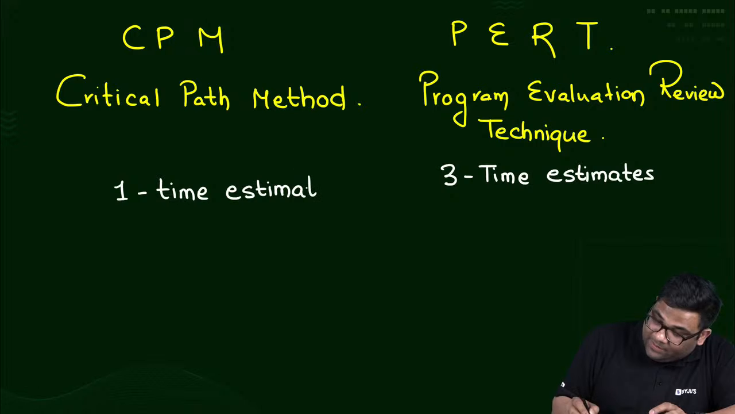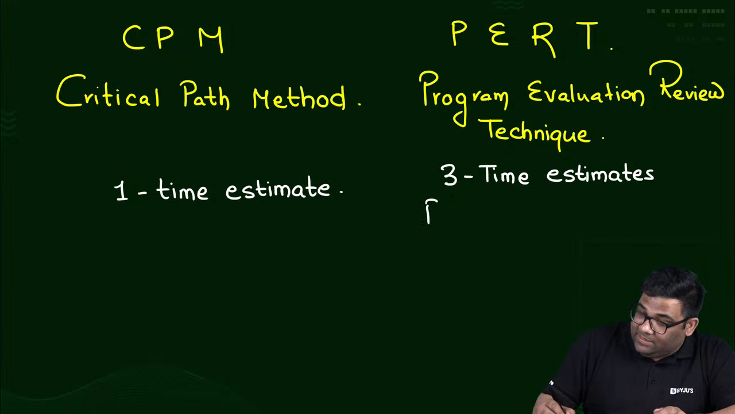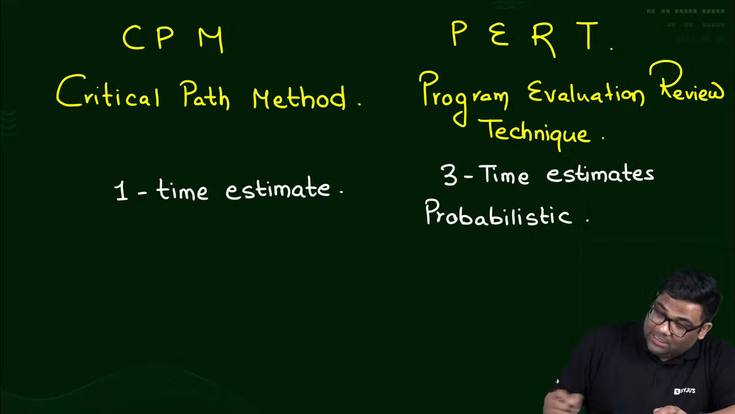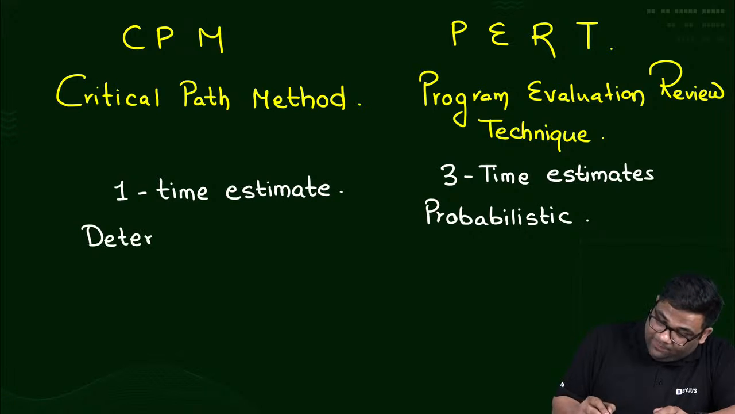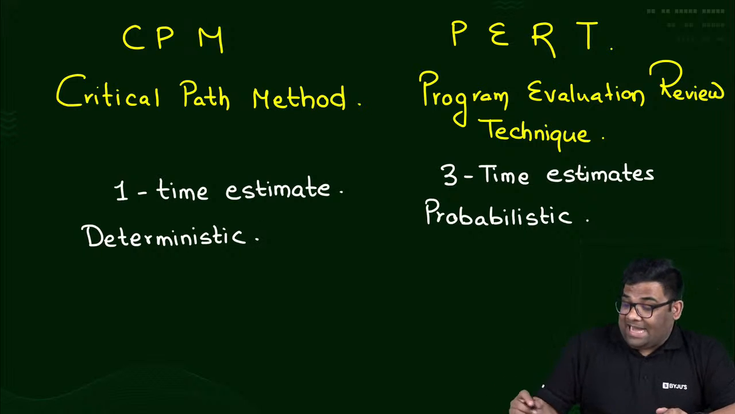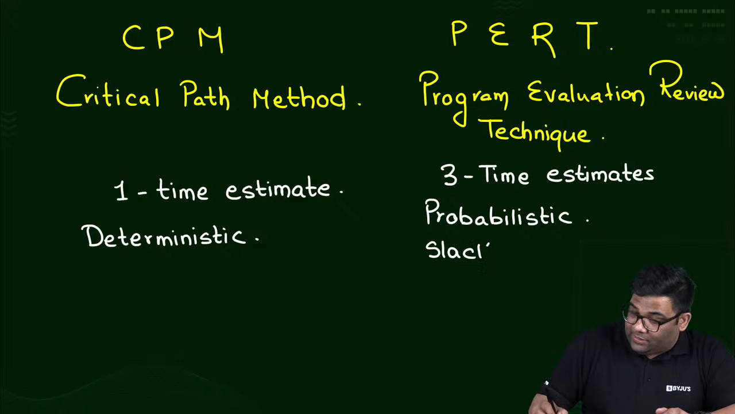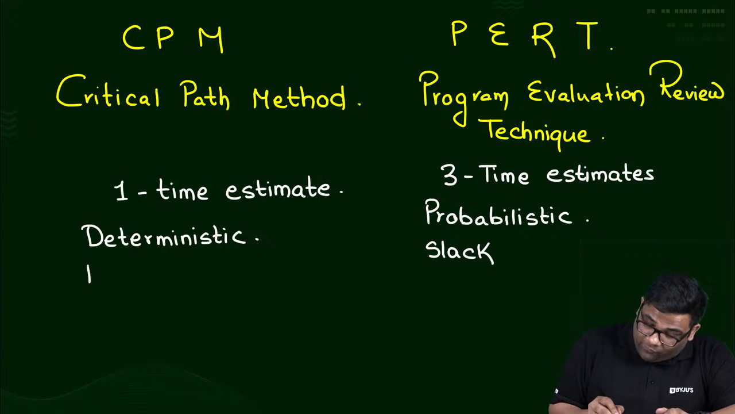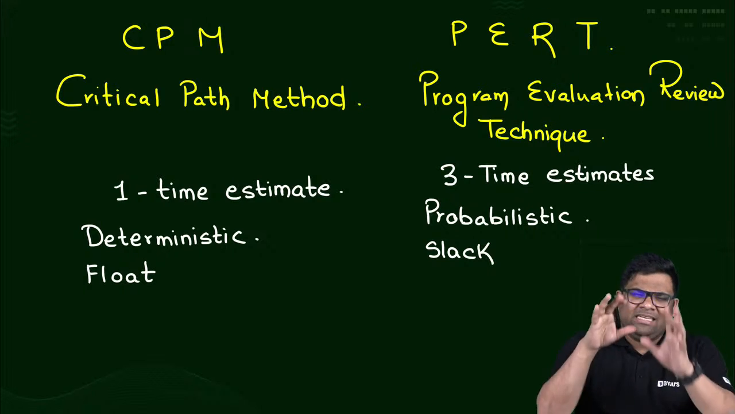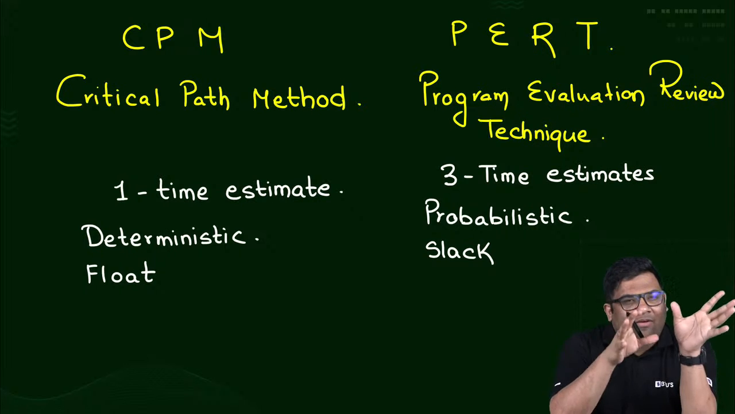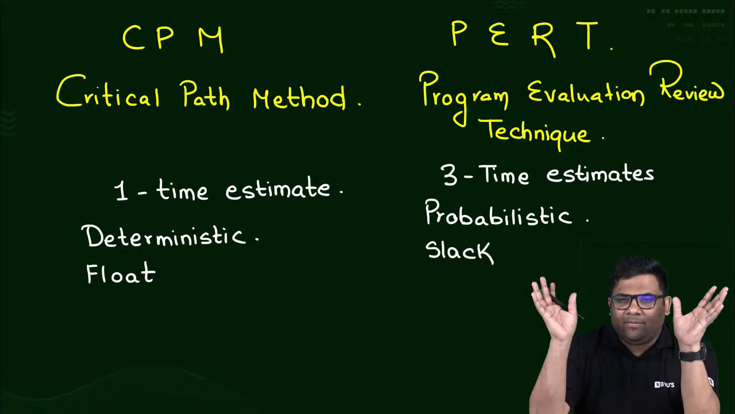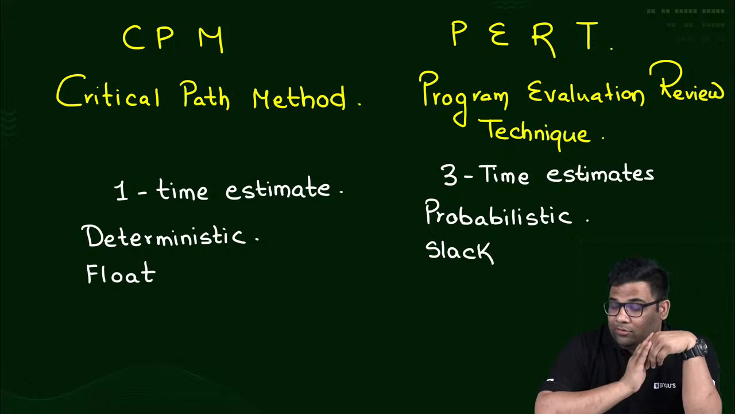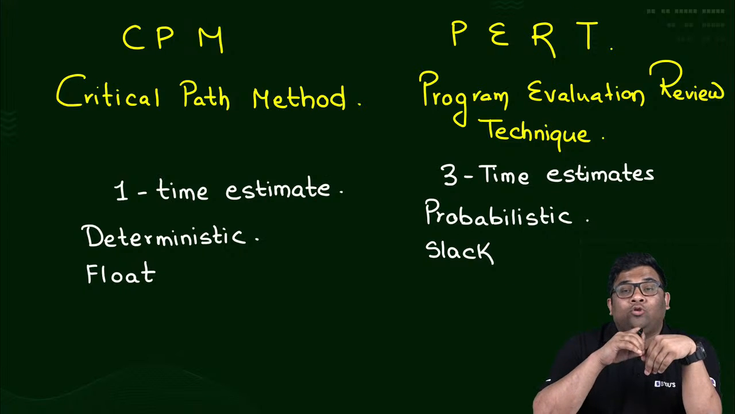Here the 3 time estimates are T0, TP and TM, right? This method is probabilistic and is applicable for research programs, and the critical path method is deterministic. Now, all the slack business we do for PERT, so this is slack oriented and this is float oriented. The network diagram is the same when you are finding slack or float. Just two methods.